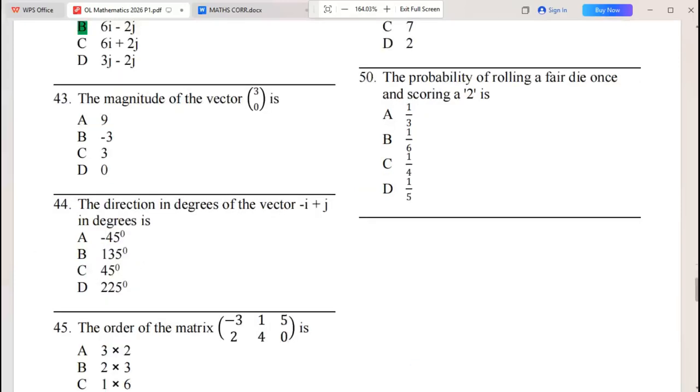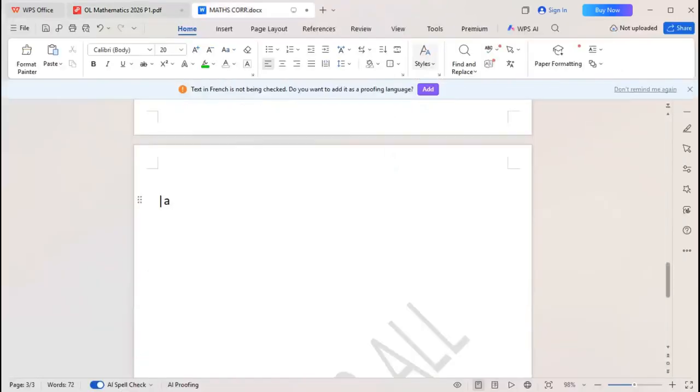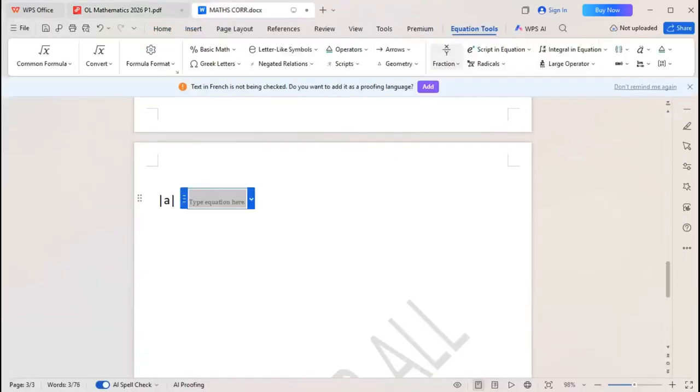Question 43. The magnitude of the vector 3, 0 is, this 3 is the x component, 0 is the y component, or 3 is the i component, 0 is the j component. Now the magnitude of the vector A is equal to the square root of the square of the x component plus the square of the y component, that is x squared plus y squared.